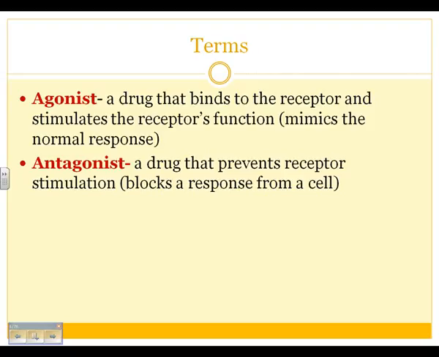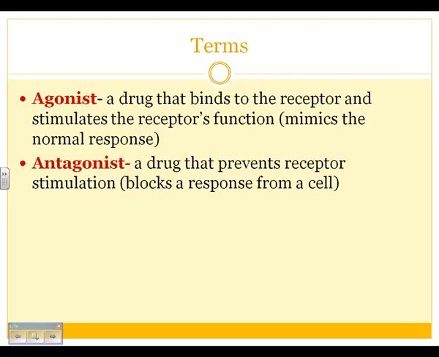Let's say that that particular receptor's job was to vasoconstrict. What does that mean? Get smaller. Okay? And we have an antagonist that binds to that receptor. What's going to happen to the vessels? They're going to dilate because they're going to do the opposite of what that receptor said. Does that make sense? Okay.